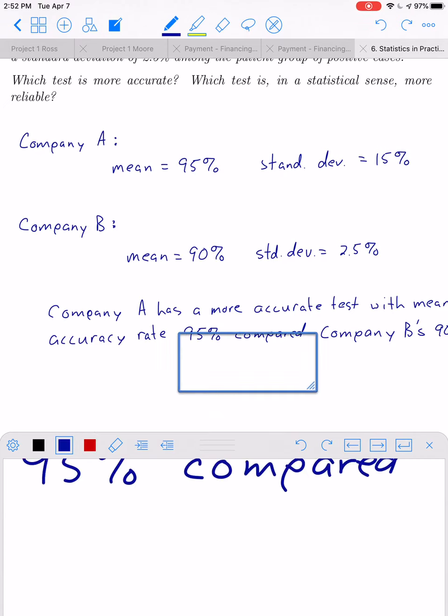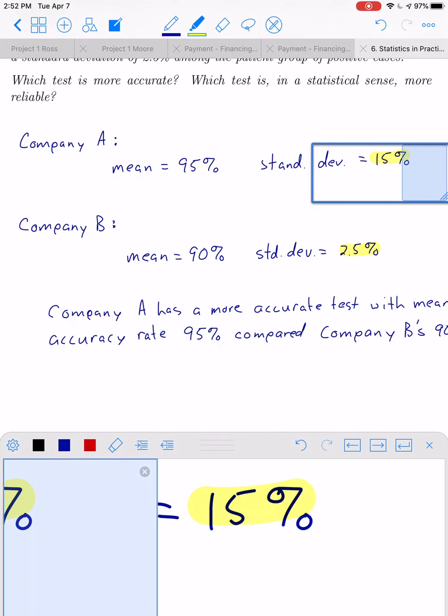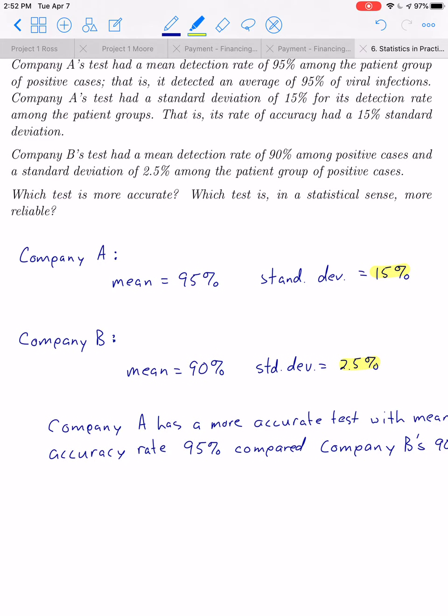So company B, when we look, the standard deviation comes into play here, 2.5% versus 15%. Company A's test, for whatever reason, seems to be varied all over the place. With a 95% accuracy, it was more accurate in some groups than it was in others, and it was a lot more accurate in some groups than it was in others, since it's got a 15% standard deviation. However, company B's standard deviation is 2.5%, and that being the case, it means that as the test was applied in the laboratory setting from one group to the next, it didn't vary much. So it's much more reliable as we transition from one group to the next.